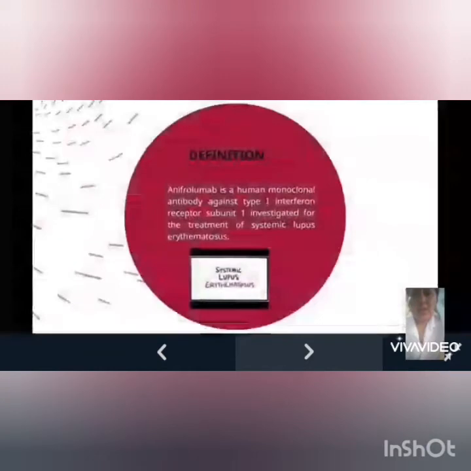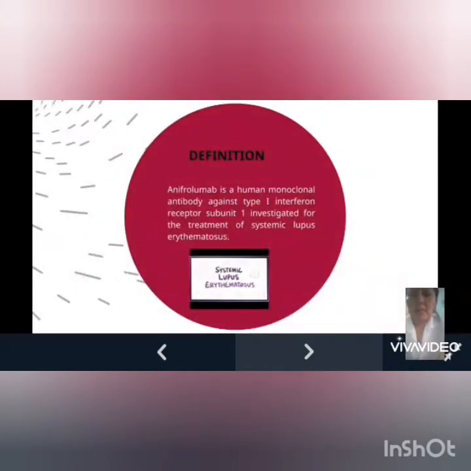Definition: Antifrost is affinity measures antibody agente titer indefinite receptor Sander investigate.